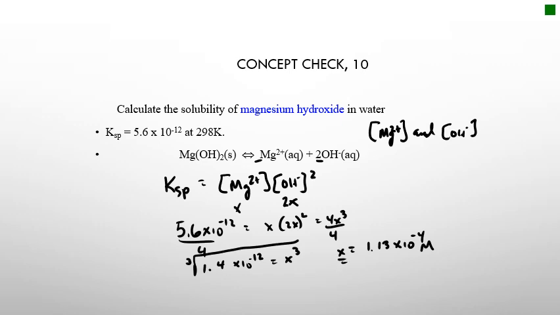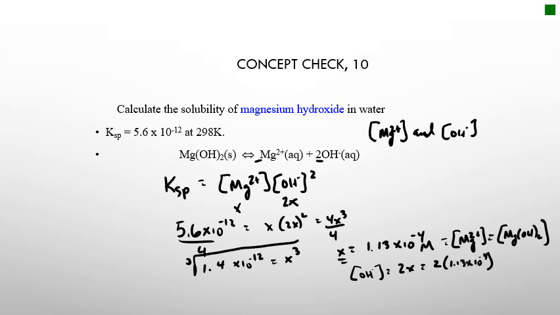So that x there would define my concentration of the Mg2 plus, and also for the Mg(OH)2. Now, to solve for the OH minus, I know that the OH minus is equal to 2 times x. So I take 2 times the 1.13 times 10 to the minus 4th, which would equal 2.26 times 10 to the minus 4th for its molarity.